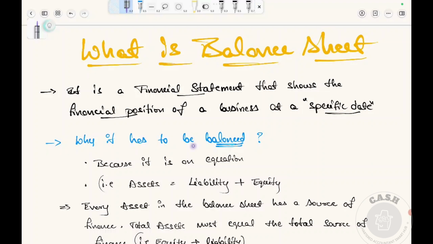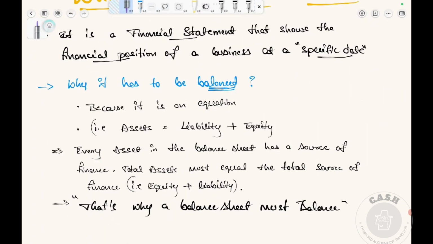Why does it have to be balanced? Because it is an equation that says asset is equal to liability plus equity. Every asset in the balance sheet has a source of finance. Total assets must equal the total sources of finance, that is equity and liability. Equity means owner's fund, liability means outsider fund. That's why a balance sheet must balance.